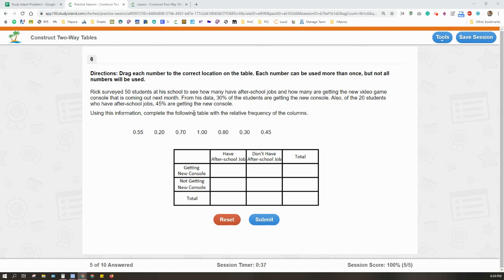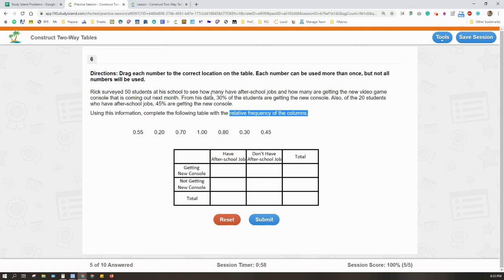We are doing column relative frequency this time, not row relative. It's very important that you notice whether it's a row or column that you are trying to find the relative frequency for. Since this is relative frequency of the columns, it's the columns this time that have to add up to 100%. So let's break down the numbers that it gave us again.